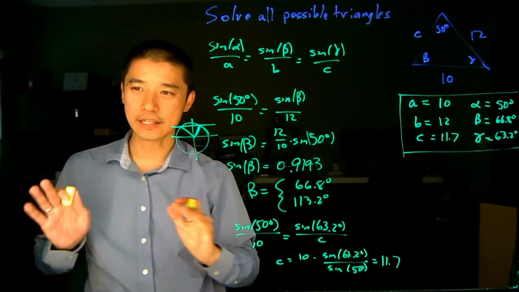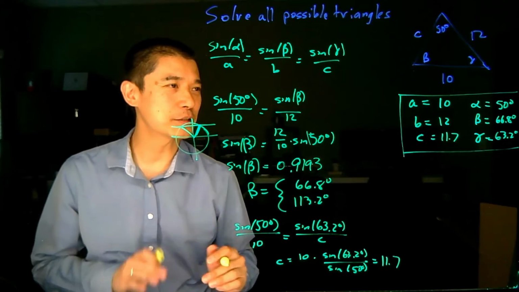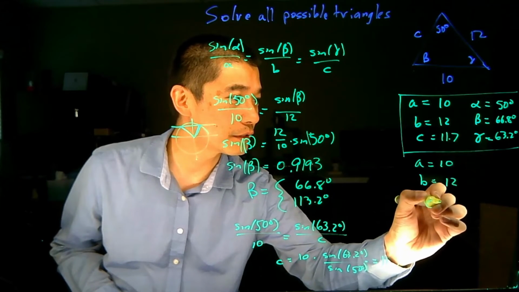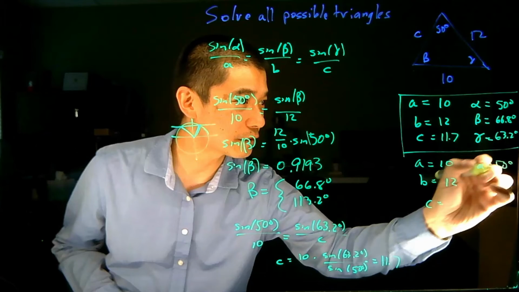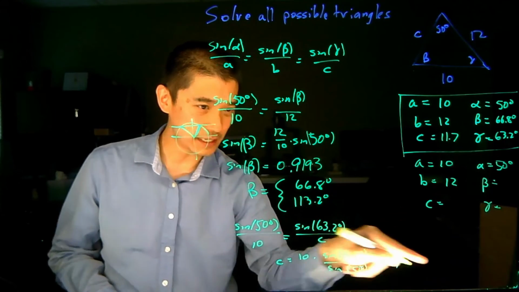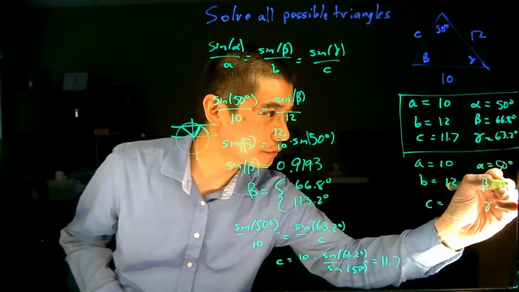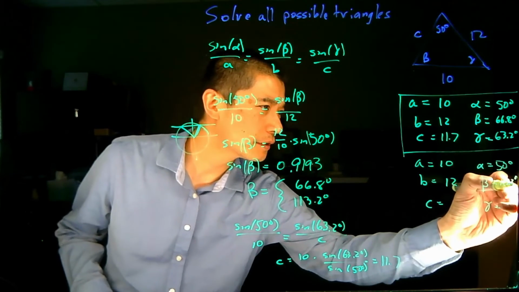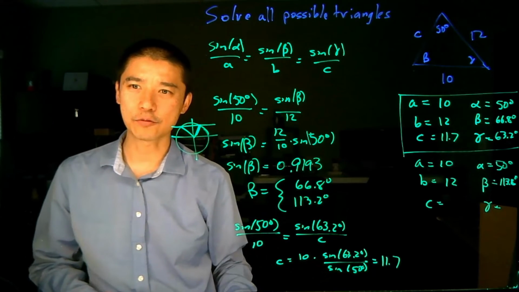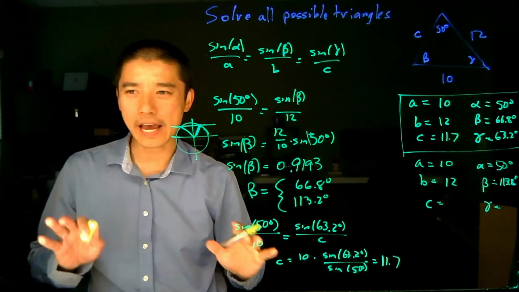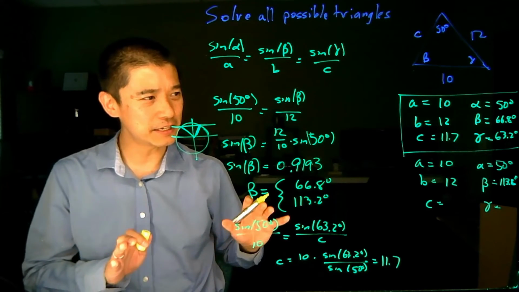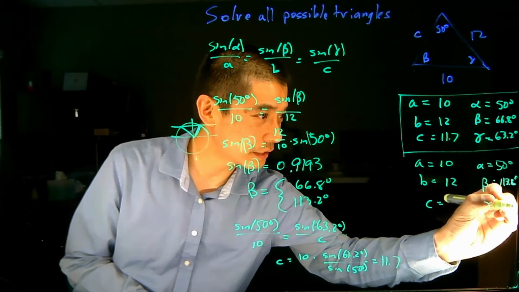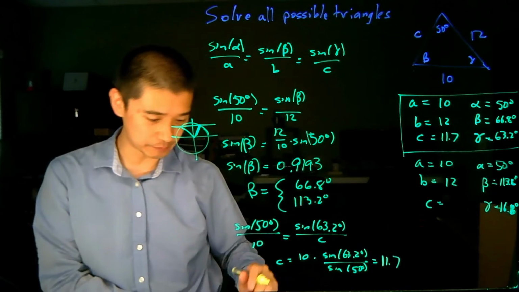Now here's the question. Is the other case still a possible solution? So let's write in our values. A is 10, B is 12, C is unknown, alpha is 50 degrees, beta now is 113.2. And now let's think, 113.2 degrees. Is that going to work? Well, if we add these two values together, they add up to less than 180 degrees. And since they add up to less than 180 degrees, there is a value of gamma that will work, 16.8 degrees. Sorry for being sloppy down there.